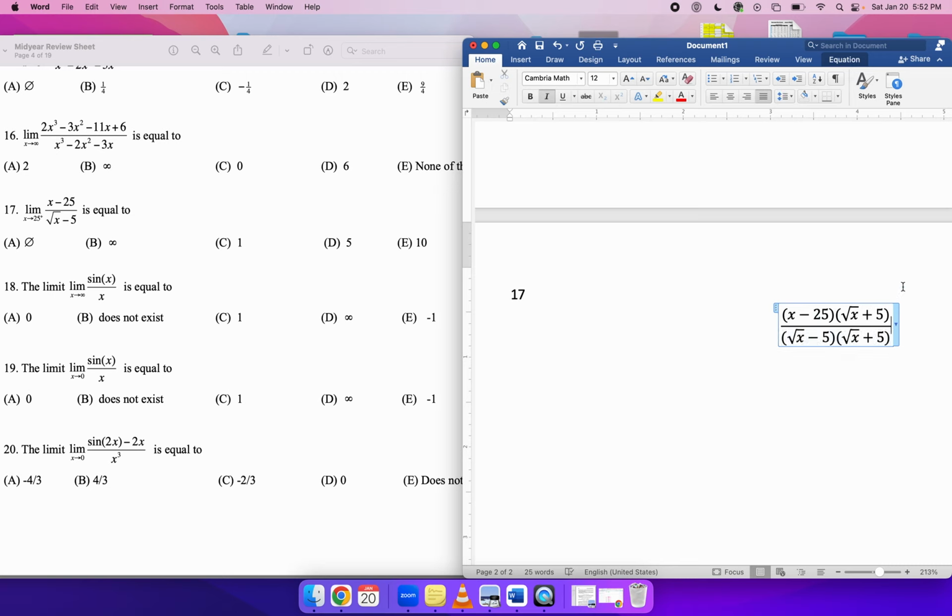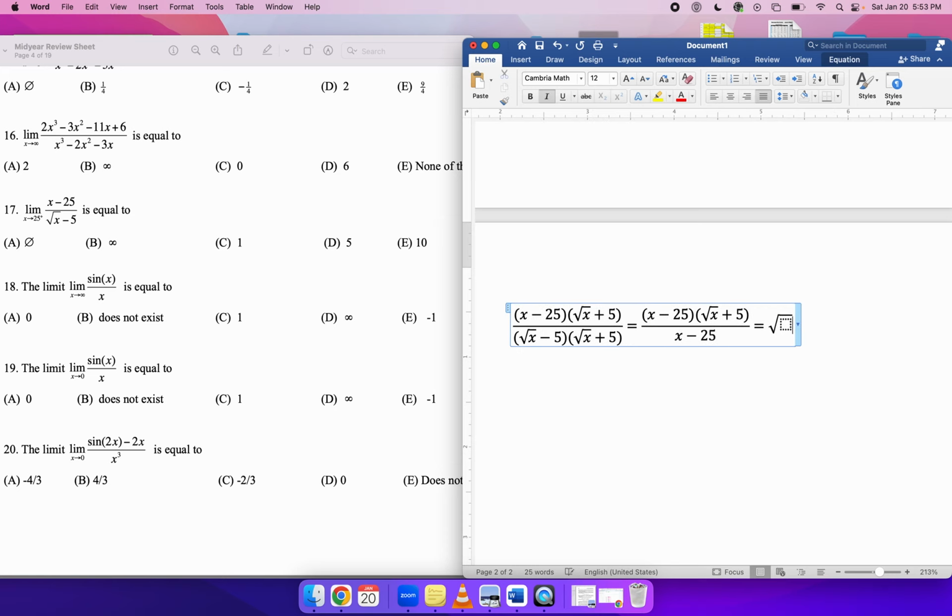And now if I do that, the numerator I'm going to leave alone, in factored form, but the denominator I'm going to multiply out because it's the root expression times its conjugate. That will just become x minus 25. Now, this denominator of x minus 25 cancels with the x minus 25 in the numerator, leaving you with just root x plus 5. And if you plug 25 into that, you'll get 5 plus 5, which is 10.